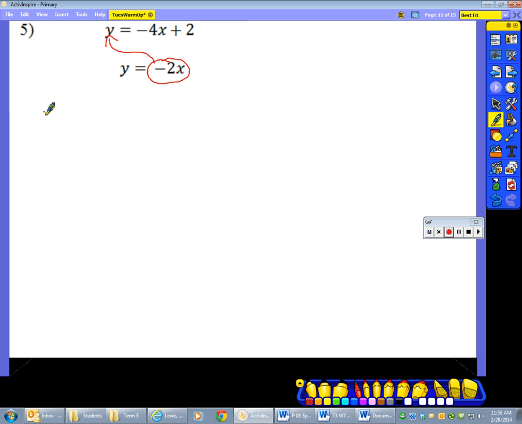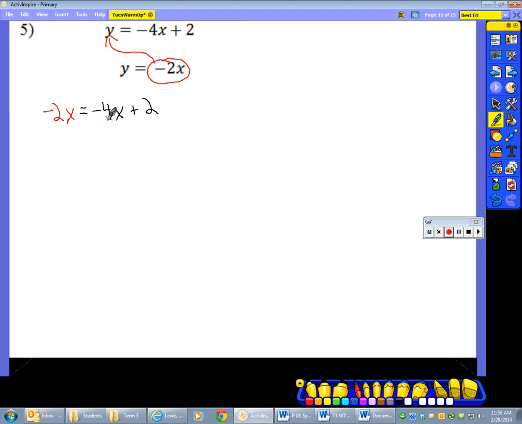So I'm going to rewrite what this equation would look like. It's going to look like negative 2x equals negative 4x plus 2. See, I subbed it in for y like that, and then used the rest of this equation right here. So now I'm just going to solve this equation. I'm going to pick a variable side and a number side.